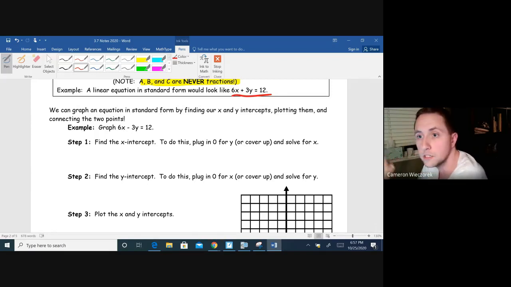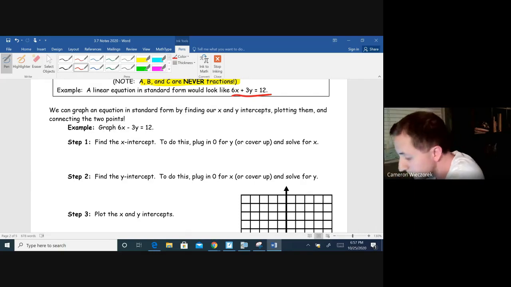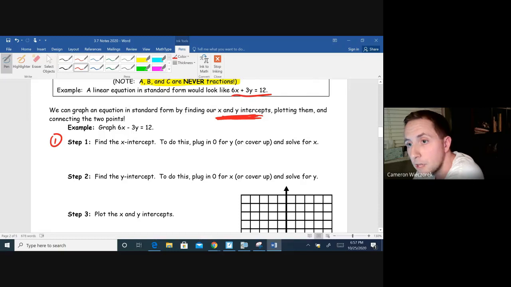It takes 2 points to draw a line. So if you find the y-intercept and you find the x-intercept, all you got to do is draw a line through them. How do you find these intercepts? Let's start with the x-intercept. This is the point on the graph where the line crosses the x-axis. That means the y value is 0. Because if you're on the x-axis, you're not in either of the quadrants. So to find the x-intercept, all you do is you put 0 in for y. Plug in y equals 0, and then solve for x.